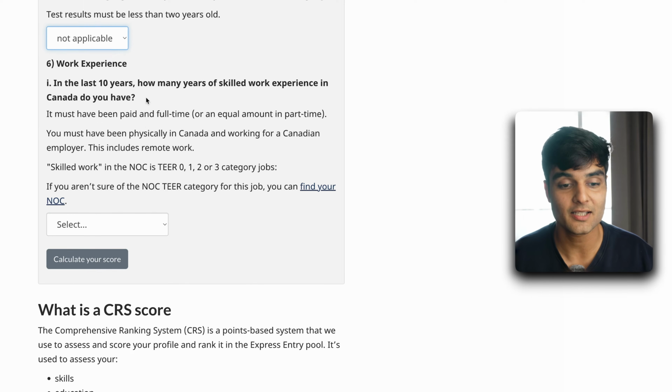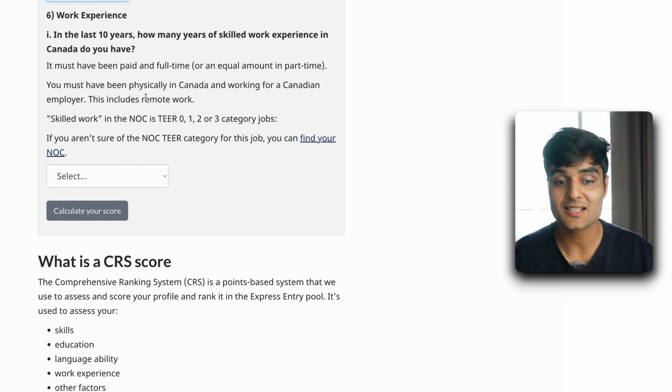And then work experience. Now this is important to understand. In the last 10 years, how much skilled work experience in Canada do you have? I know if you're on a work permit and getting the work experience right now, you won't have 1 year of work experience, but you still have to put 1 year just to see how much score you will have after you get 1 year of work experience.